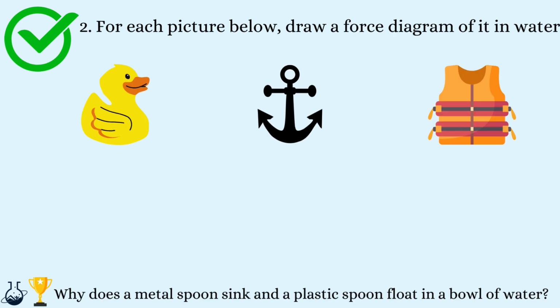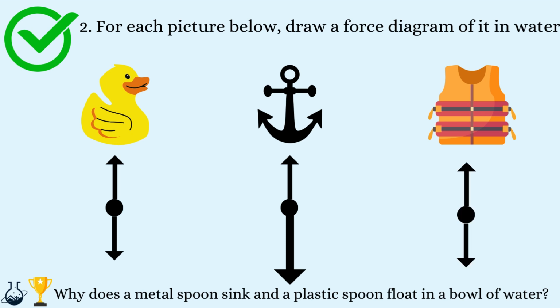Now looking at these pictures, we'll draw the forces diagrams for them. Rubber ducks are supposed to float, so the forces should be drawn balanced, shown by arrows of equal size. Anchors are designed to sink, so weight should be larger than upthrust. Life jackets are designed to float, so these arrows should be the same size too.